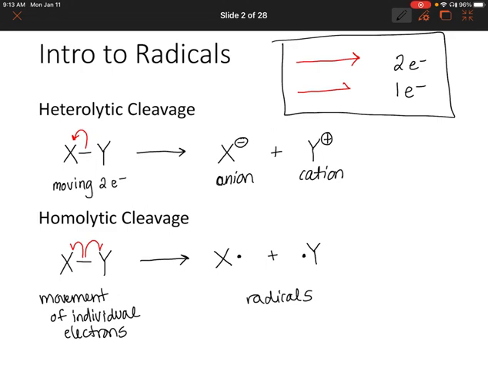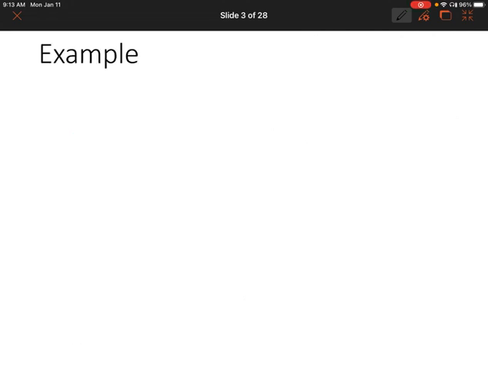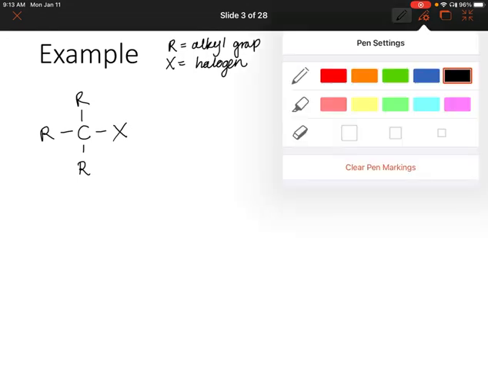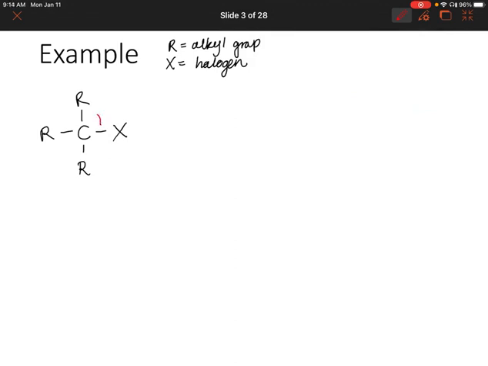So let's look at an example. Let's say we have a carbon atom bonded to three alkyl groups, which I'll represent with R, and a halogen, which I'll represent with X. So again, R is an alkyl group, X is a halogen. So that could be chlorine or bromine, for instance. And let's say we have homolytic cleavage of the carbon-halogen bond.